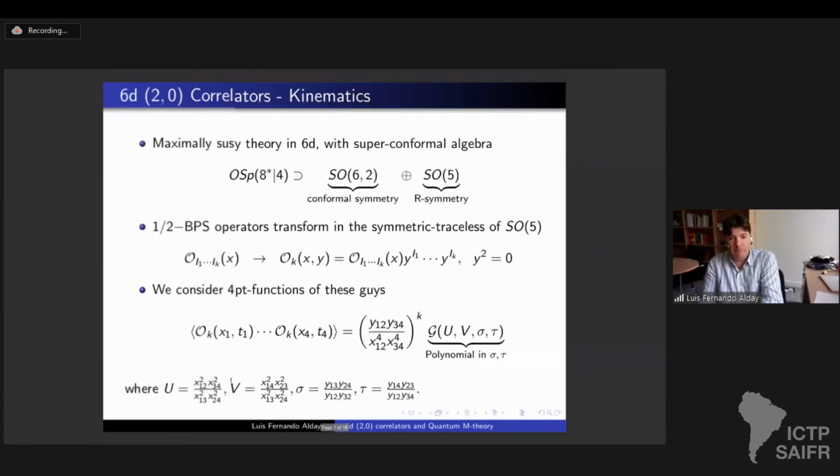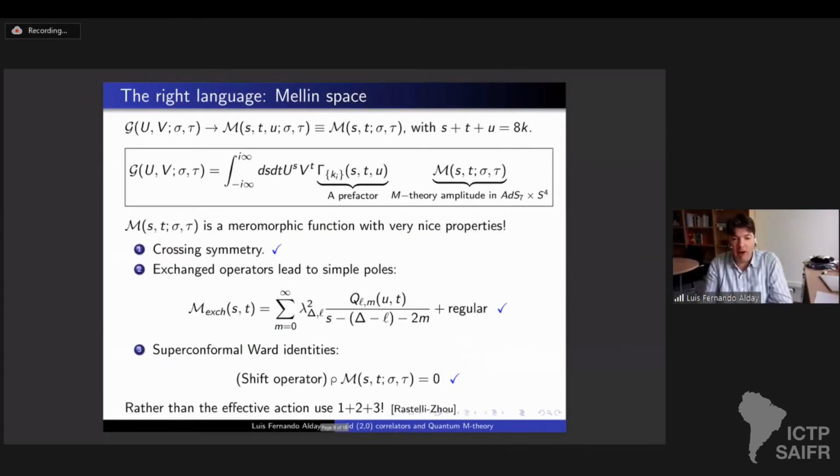Remember that I told you the fact that we can write down the correlator like this is a consequence of the bosonic subgroup of this supergroup here. In addition, there is a fermionic part as well, and this fermionic part imposes a relation that just looks like some operator acting on M equals 0. Okay, it's complicated, but you can just write it down in Mathematica. So now, an idea which was first used by Rastelli and Zhou is that rather than using the effective action, we can try to use 1 plus 2 plus 3 and see how much that fixes the answer.